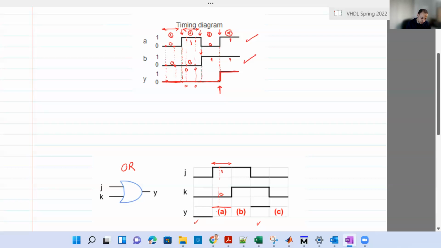So we're good. In the B division, you have 1 in J, you have 1 in K, so you're gonna have 1 in Y. In the C division, you have 0 in J, 0 in K, and 0 OR 0 will give you 0.